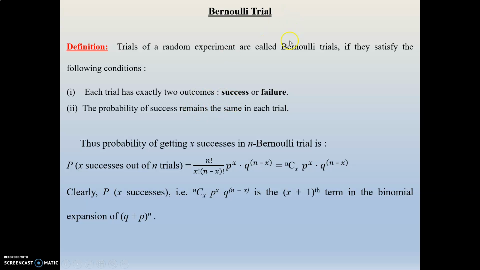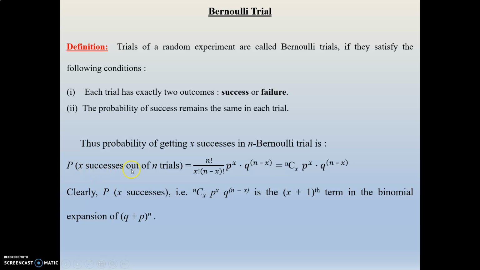Here we are calling these outcomes success or failure. The probability of success remains the same in each trial. That is most important, this one. So if these two conditions are satisfied with any experiment, that kind of random experiments are called Bernoulli trials. Thus, the probability of getting x successes in n Bernoulli trials is represented like this.